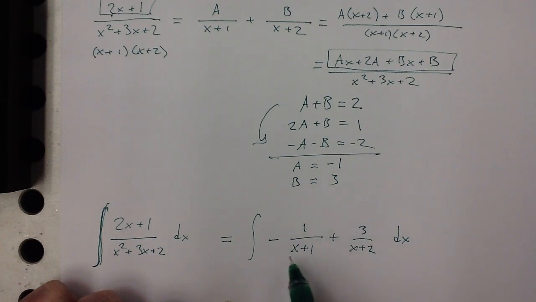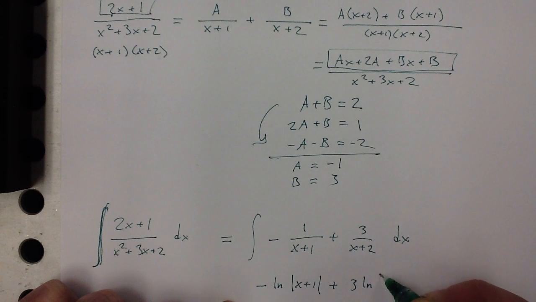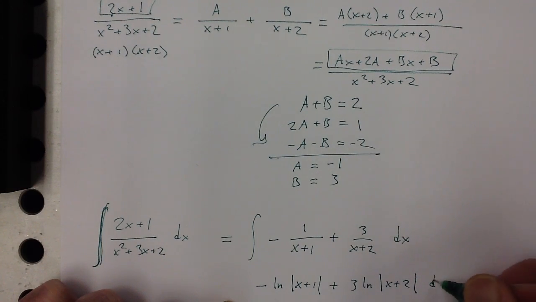So what's the antiderivative of 1 over x plus 1? Well, that's just the natural log of the absolute value of x plus 1. And the antiderivative of this, bringing the 3 out to the front, it's just the natural log of x plus 2 plus c.